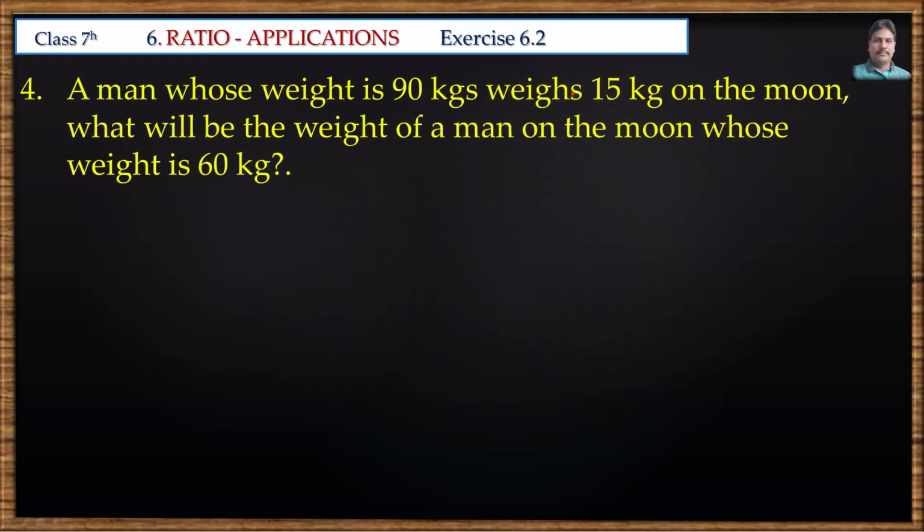Next problem. A man whose weight is 90 kgs weighs 15 kg on the moon. What will be the weight of a man on the moon whose weight is 60 kgs? Let us solve this problem. ఇక్కడ 90 kgs ఎర్త్ మీద ఉన్న మనిషి మూన్ మీద 15 kgs ఉంటారన్నారు. అప్పుడు 60 kgs వెయిట్ ఉన్న మనిషి మూన్ మీద ఎంత వెయిట్ ఉంటాడో మనం ఫైండ్ అవుట్ చేయమని అంటున్నారు.